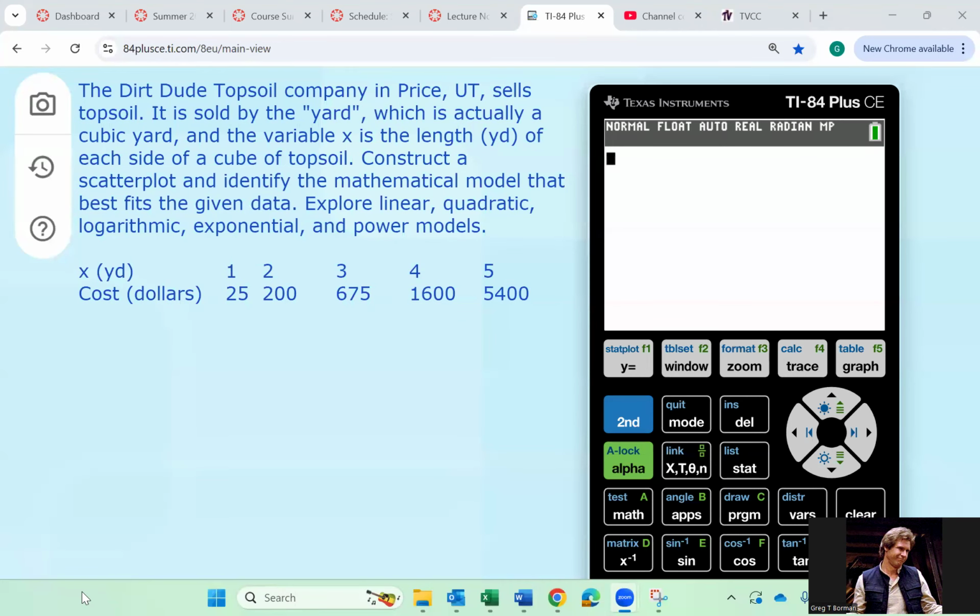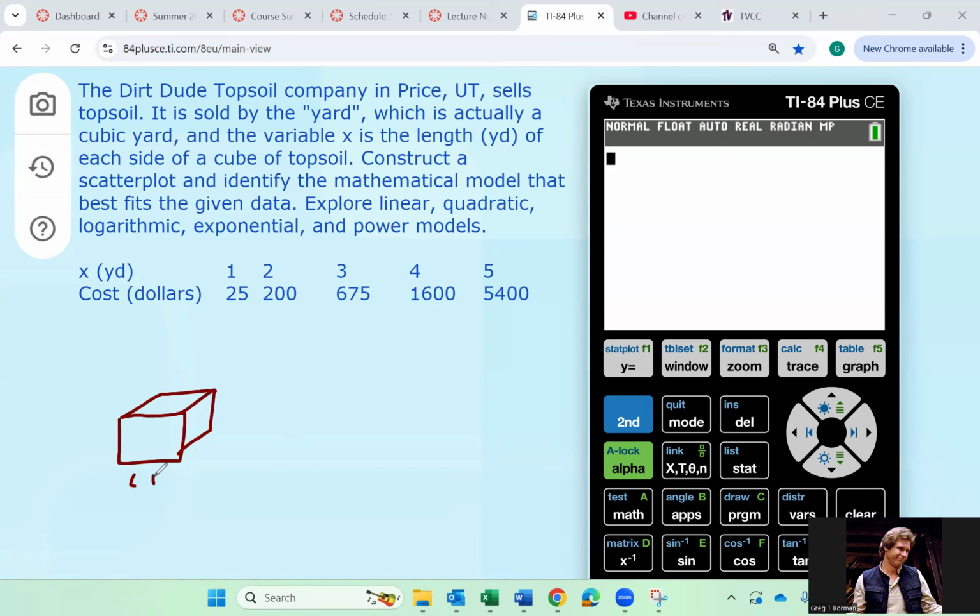Okay, this time, the Dirt Dude Topsoil Company in Price, Utah sells topsoil. I did Price because, well, there's not really any good soil there. It is sold by the yard, which is actually a cubic yard. Okay, a yard is just length. So technically it doesn't make sense to say yard. And so you sell it by the cubic yard.